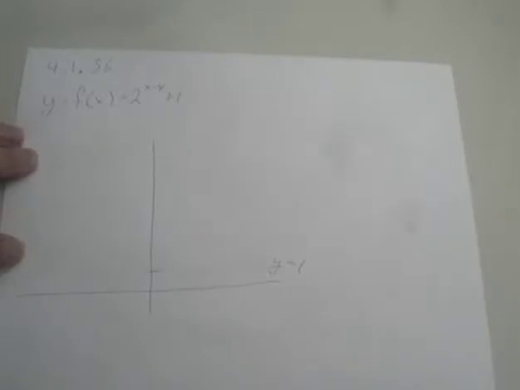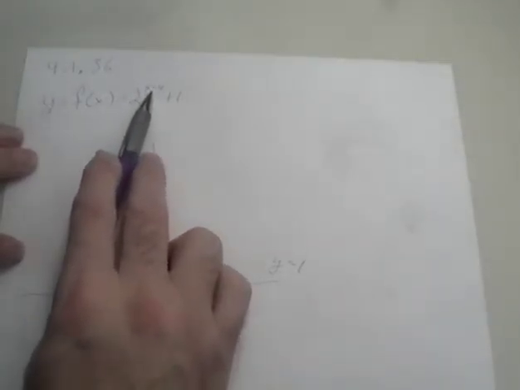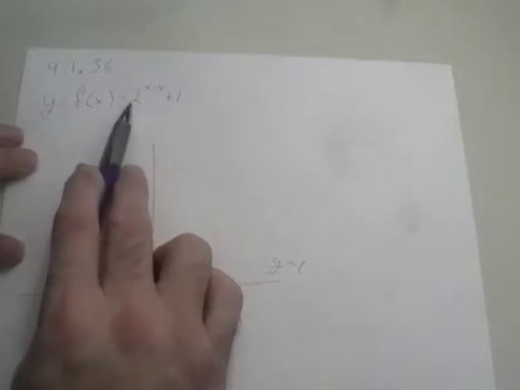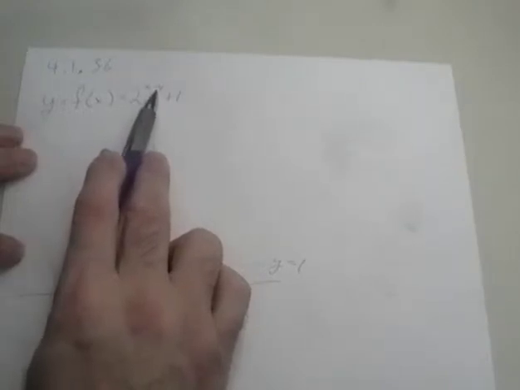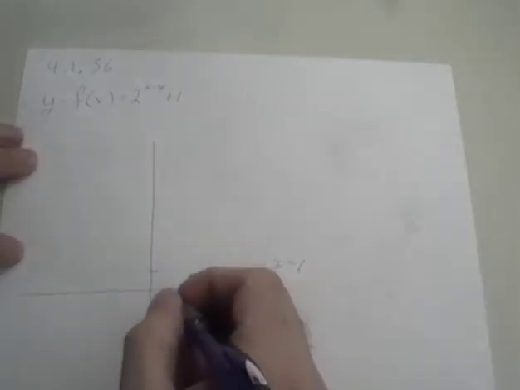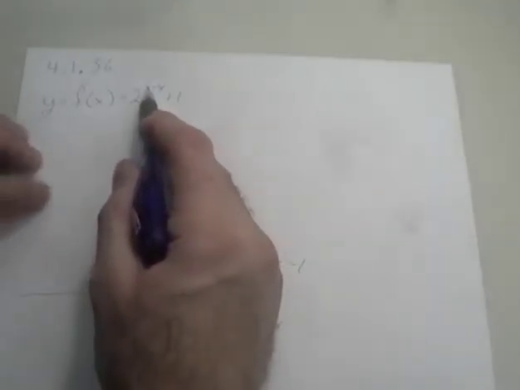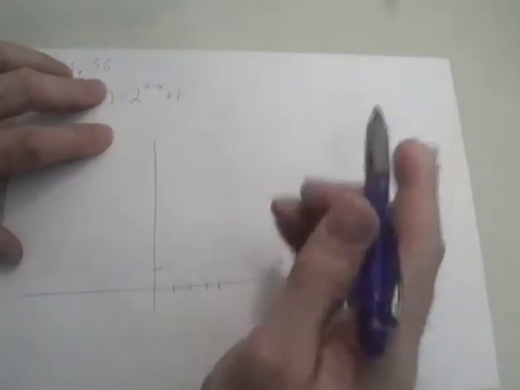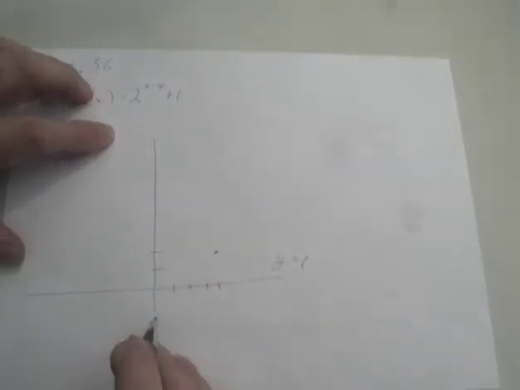Next, I want to graph a special point. The point that I always like to graph with exponentials is the one where the exponent is 0, because no matter what the base is, base to the 0 power is 1. In this case, I would have to let x equal 4 to make the exponent 0. So I go over 1, 2, 3, 4. If x is 4, then the exponent is 0, 2 to the 0 is 1, 1 plus 1 is 2. So I'm going through the point (4, 2).